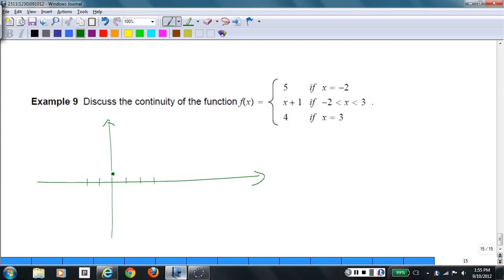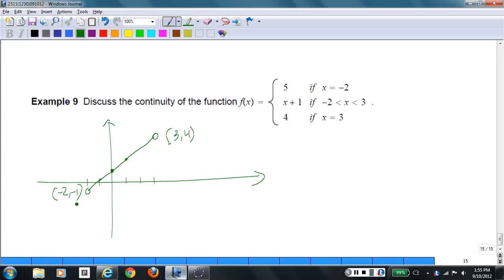Not too high. So it goes to the point (0, 1), and (1, 2), up to the point (3, 4). And then down here it goes as low as the point (-2, -1). Okay, that's the middle piece.